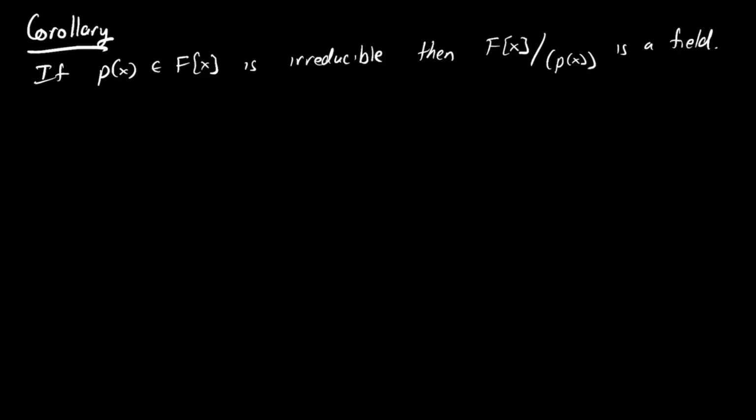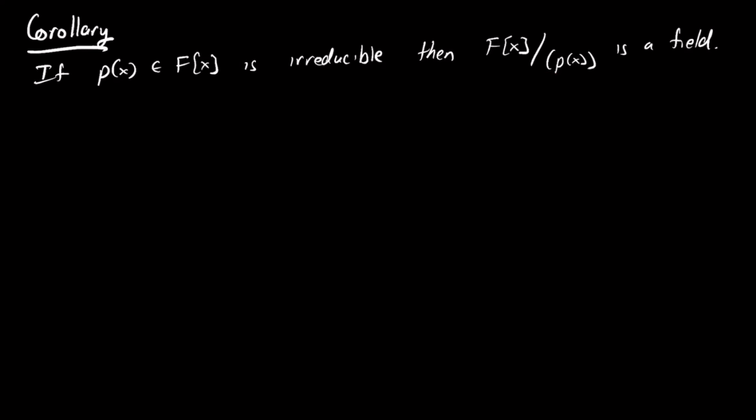Okay, so now we're ready to explore some corollaries of this theorem. The first corollary is rather easy, based on what we showed before. We know that if P of X is an element of F bracket X, then the ideal it generates is maximal. So we get right away that F bracket X mod the ideal generated by P of X is a field. Now, why is this interesting?